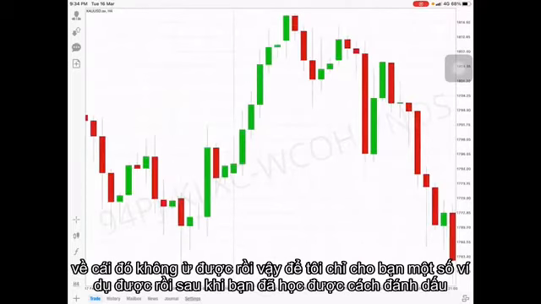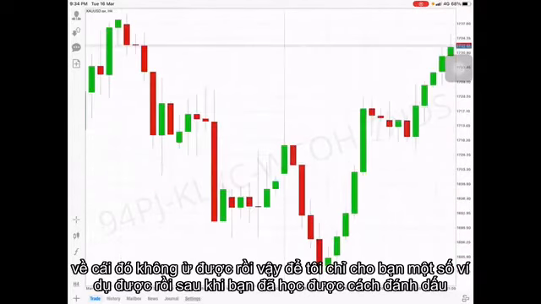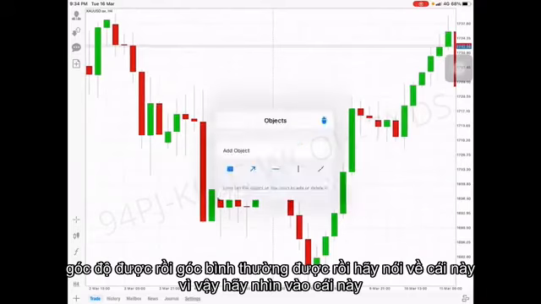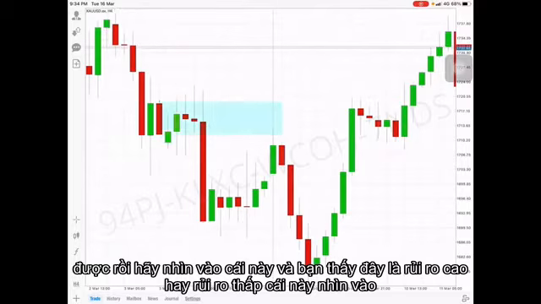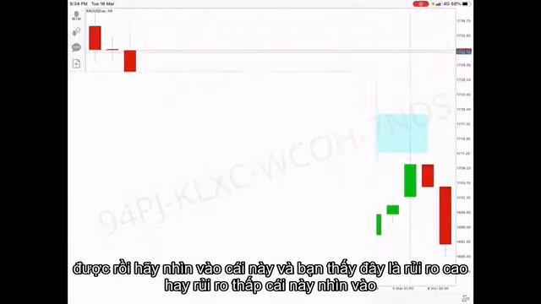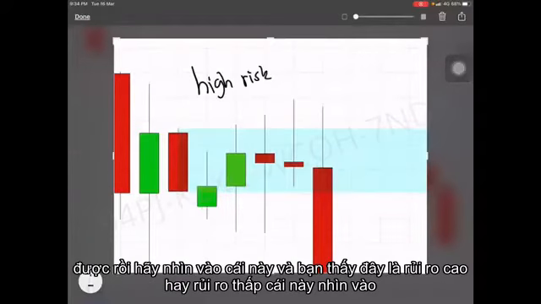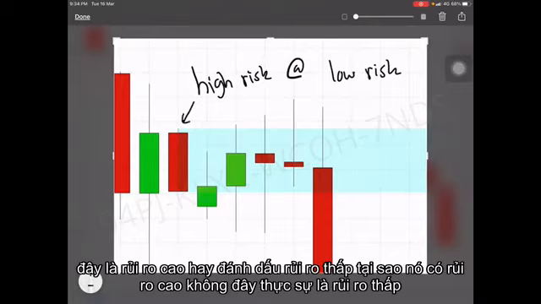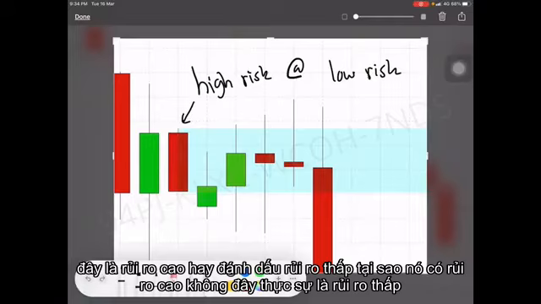Okay, so let me show you some examples. After you have learned how to mark the engulfing, the normal engulfing, let's say for this one, take a look at this. Is this a high risk or a low risk marking? High risk. Why is it high risk? Because the trend is going up.